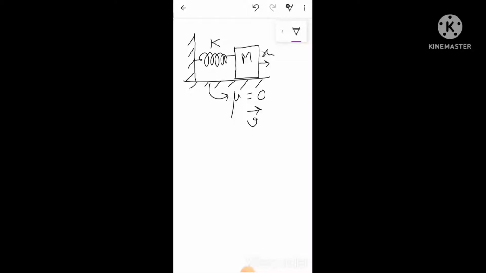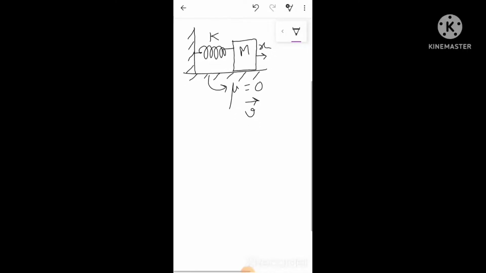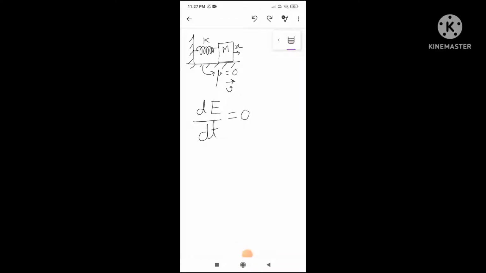But in SHM, in this particular case, there are no dissipative forces for this oscillation. So the total energy oscillates between the translational kinetic energy of the block and the potential energy of the spring. In other words, the total energy is constant, which means there is no change in the total energy of this system. So I can say the rate of change of energy with respect to time is 0. There is no change in energy; the energy remains constant. Now, the total energy of this system is constant.